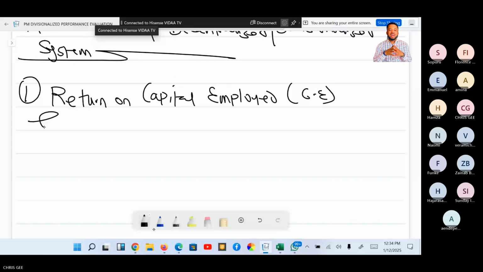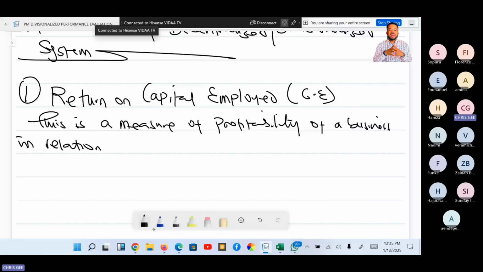This is a measure of profitability of a business in relation to the capital invested in the business.